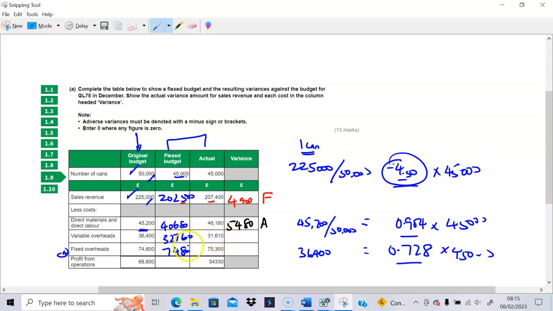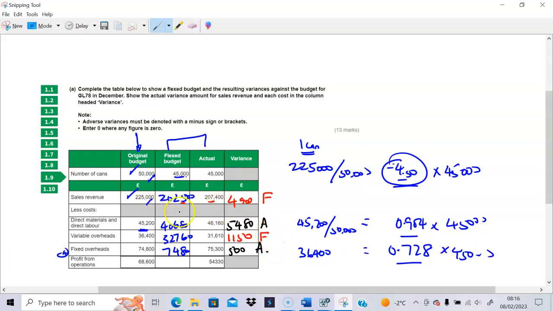Here you should have spent 32,760, but you spent 31,610, so that's favorable. Just change my pen color back to red. 32,760 minus 31,610 is 1,150, and that's favorable. And again, here it's just a straight variance between 74,800 and 75,300, probably purely due to some level of inflation, and that's 500 adverse. Right, great stuff.